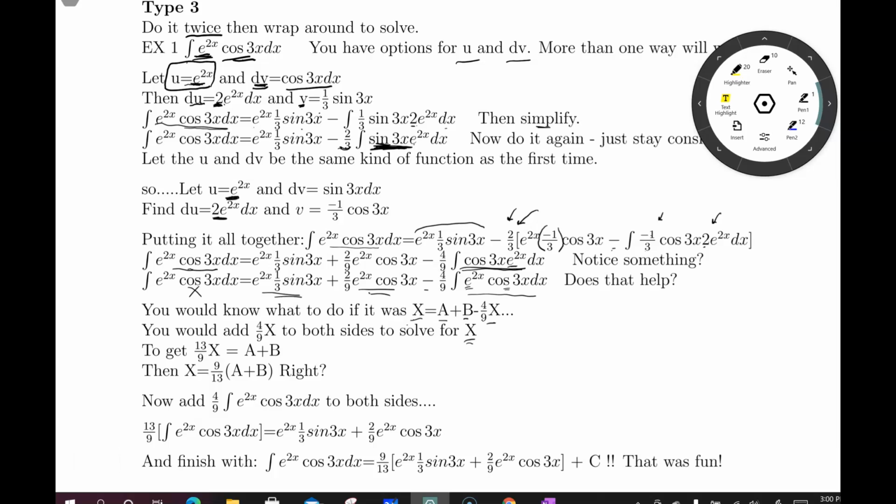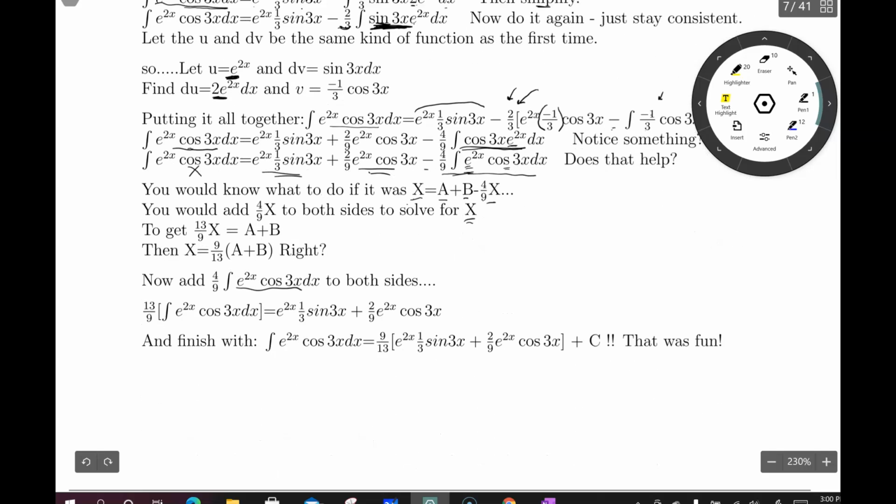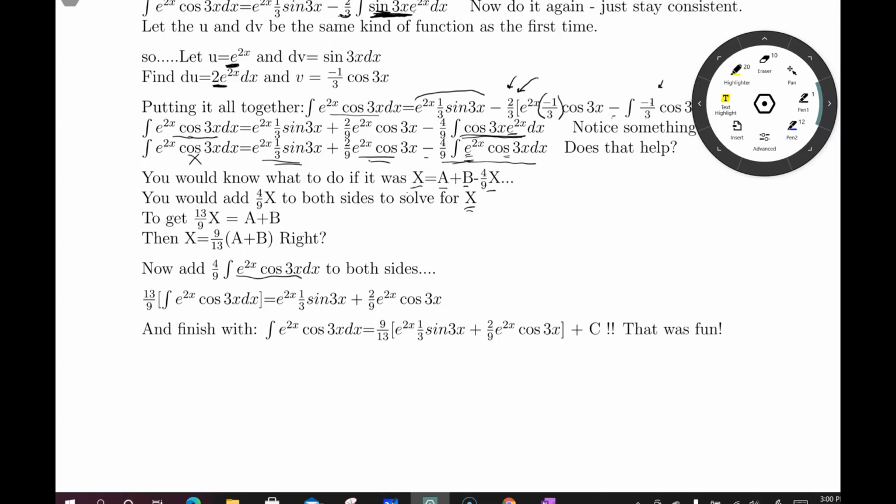So I'm going to add 4/9 of the integral to both sides. Add 4/9 of the integral to this side, it's gone. Add 4/9 of the integral to this side, it's a 1, but that's the same as saying 9 over 9. So I get 13/9 of the original integral equal to these two pieces that we're going to carry along. Now I'm going to multiply both sides by 9 over 13, throw a plus c down, and it's done.